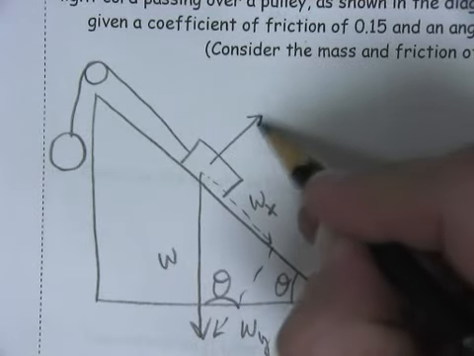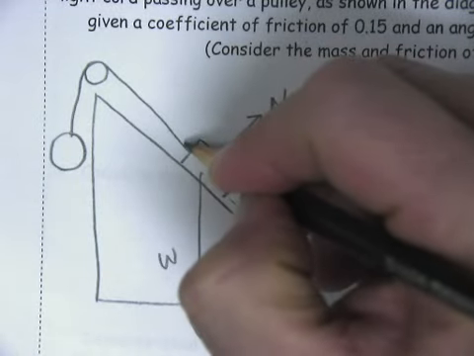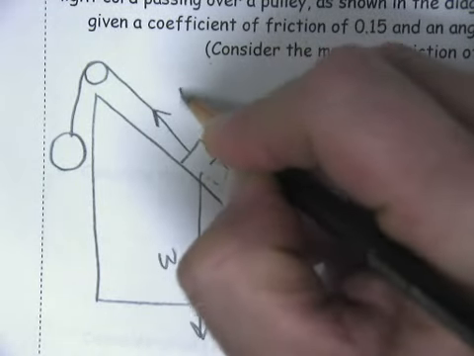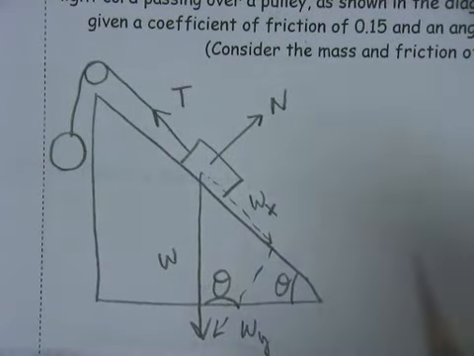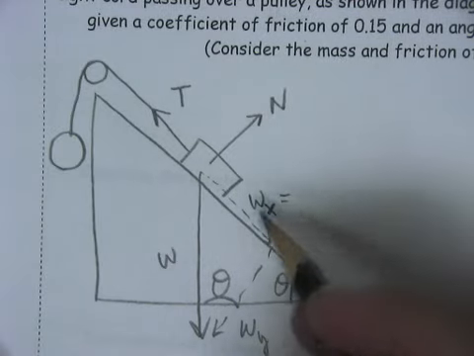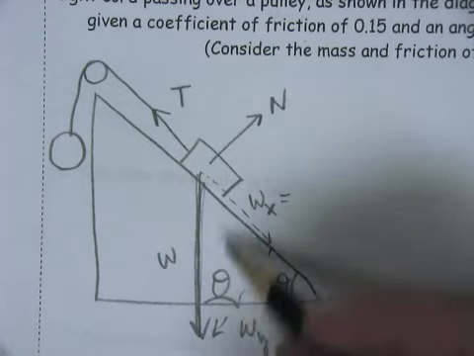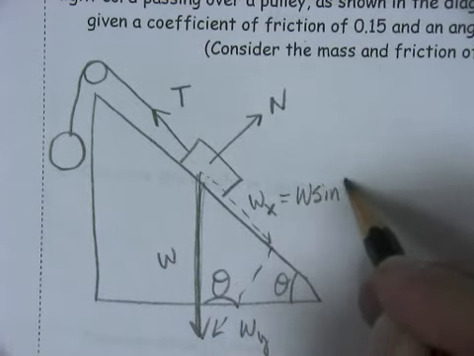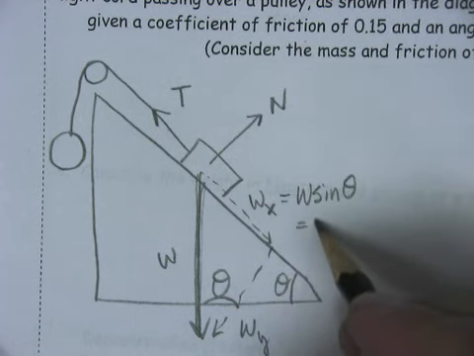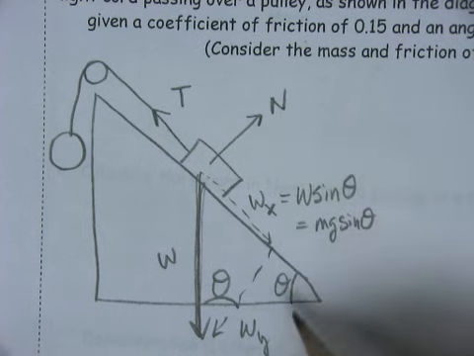We also have the normal force. And since a string is attached to this block and that string is pulling on the block, we also have tension. Alright, now we need to get used to renaming a lot of these forces. Look at this Wx. Wx is opposite my theta. Here's my hypotenuse. Here's my theta. So opposite means sine. So it's going to be W sine theta, and that's also equal to mg sine theta. That'll come in handy in a bit.